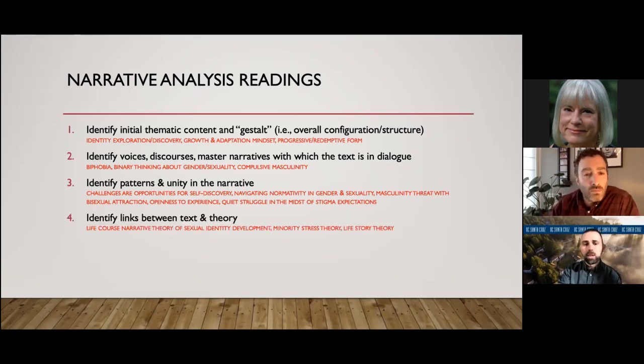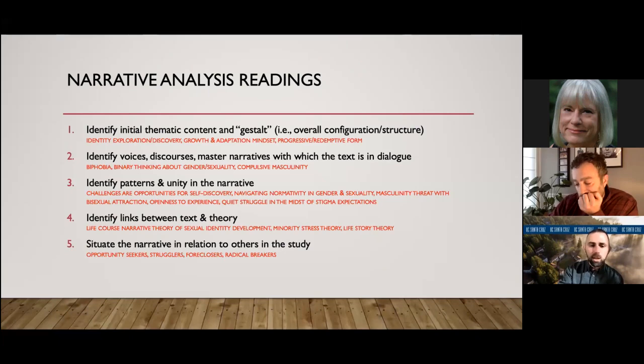Then in the fourth reading, we're bringing in theory. So this is not an atheoretical approach. It's a very theoretical approach. So in Luke's case, theories like the life course narrative theory, minority stress theory, life story theory, we'd be bringing it in, we'd be memoing and writing about it.